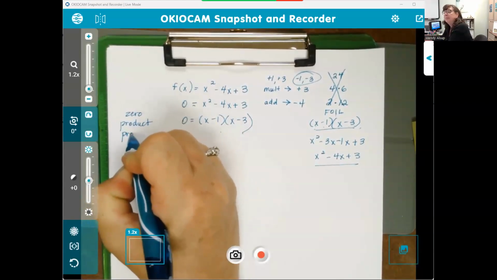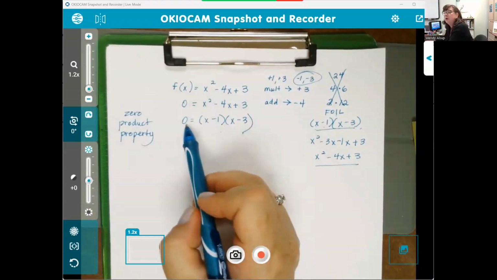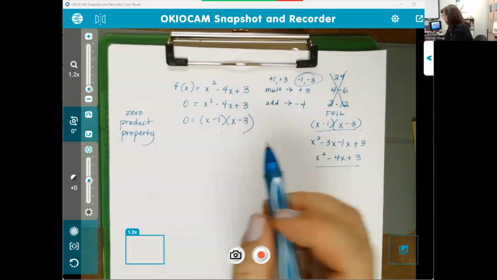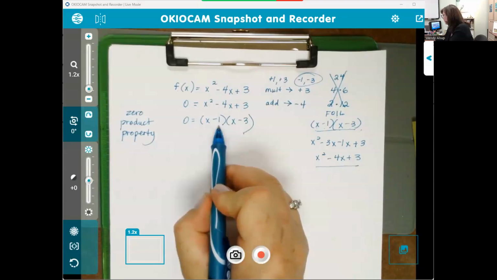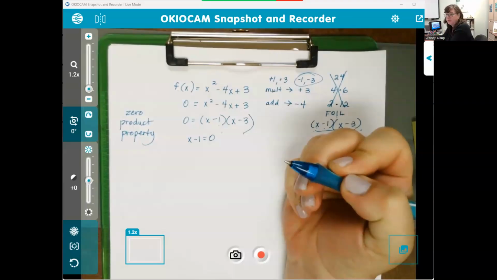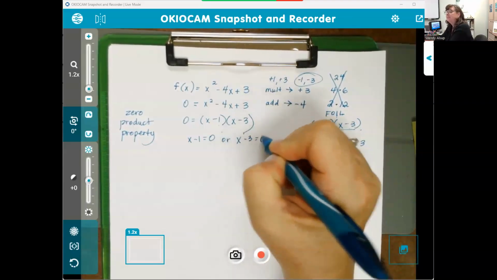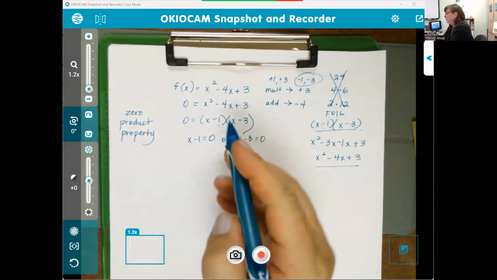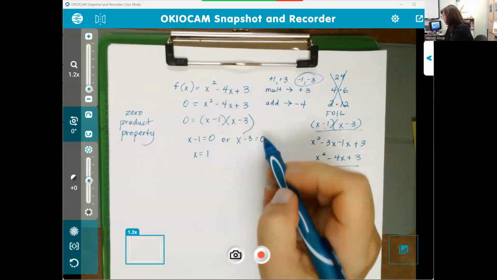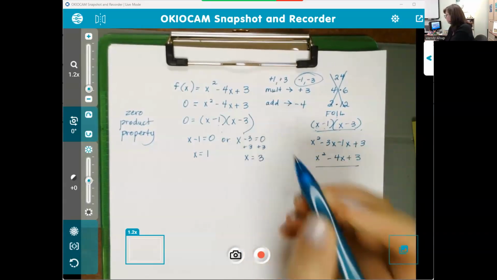The zero product property says if you multiply any string of things and you get 0 as an answer, one of the things you multiplied had to equal 0. So I am multiplying two things, x minus 1 times x minus 3. Either the x minus 1 has to equal 0, or the x minus 3 has to equal 0. If the x minus 1 equals 0, then x equals positive 1. I just added 1 to both sides. If the x minus 3 equals 0, then the x has to equal positive 3.